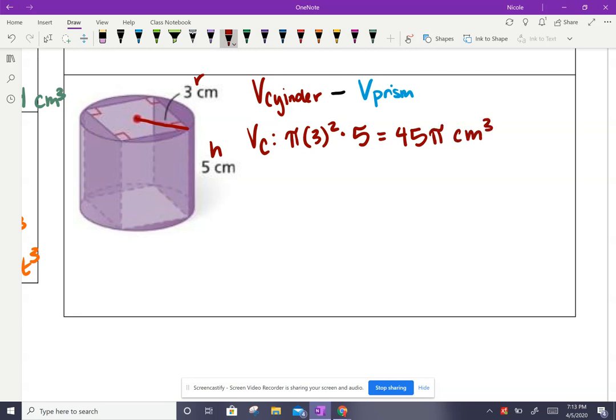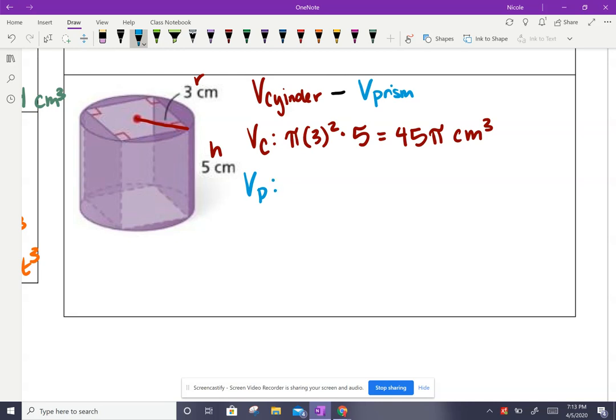And I'm going to leave it as that for now, because you never know. I might ask you for something in terms of pi or rounded. So keep the pi until the last second, please. And then we are going to take the volume of the prism.